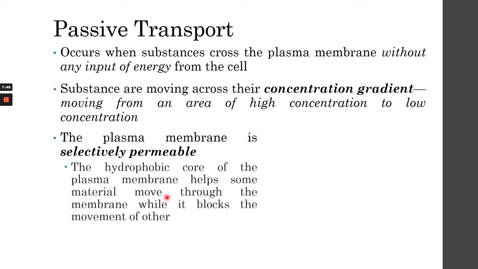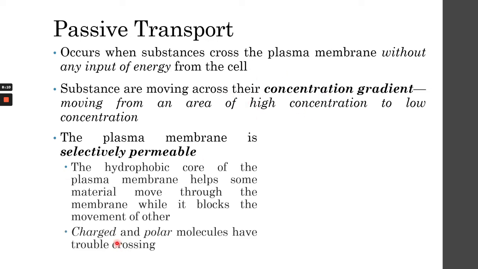Some of the exceptions that can easily pass the hydrophobic core include oxygen and carbon dioxide. So carbon dioxide and oxygen can easily cross the hydrophobic core and follow the concentration gradient.